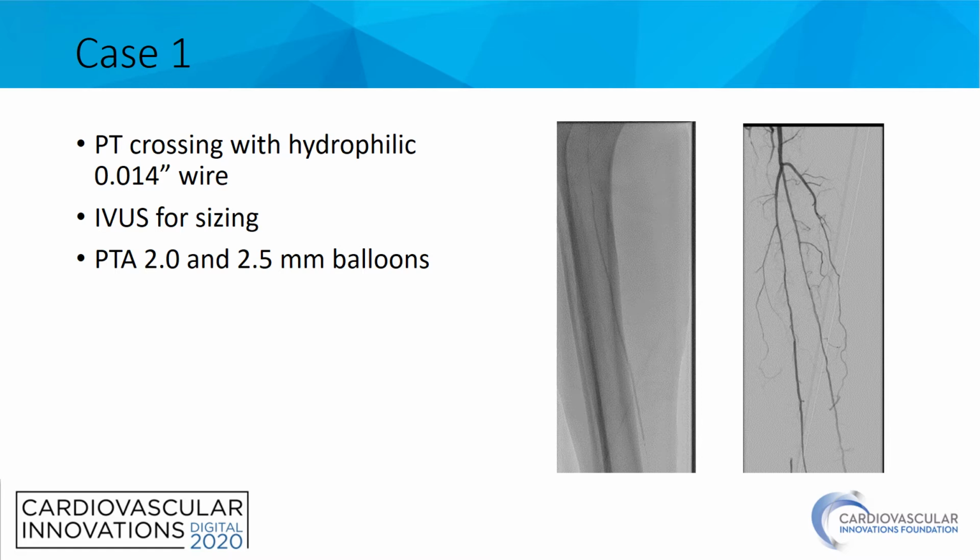Based on this, we elected to go ahead and start with the posterior tibial artery recanalization, so we were able to pretty easily cross this with a standard 0.014-inch hydrophilic wire. As we usually do, we did IVUS for sizing and then did angioplasty with 2 followed by 2.5 millimeter balloons. You can see here the end result was satisfactory with a couple of areas of 20-30% residual, but no evidence of any flow-limiting dissection and good inline flow through the PT down to the foot.